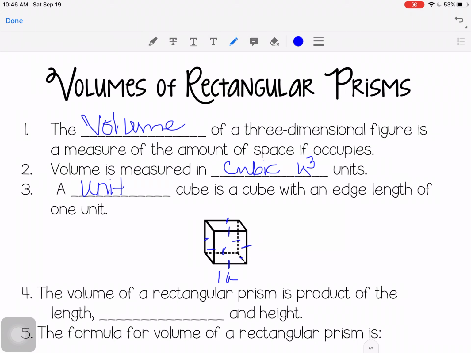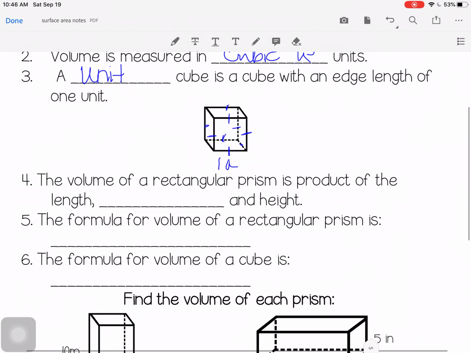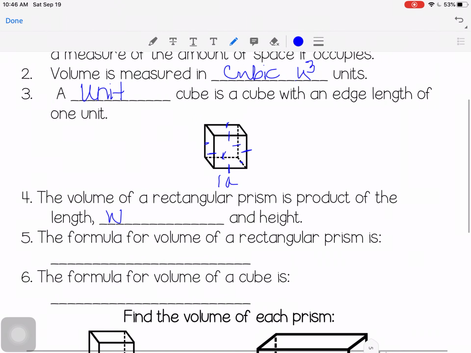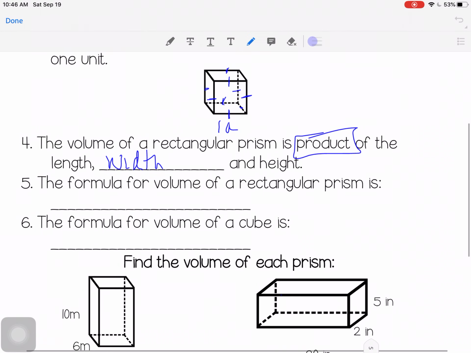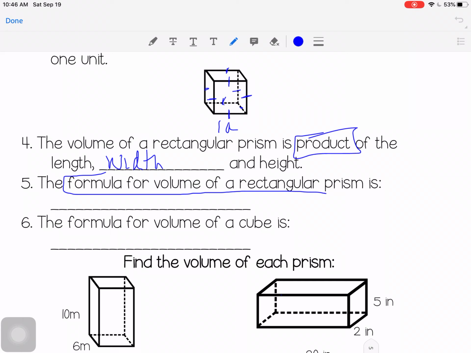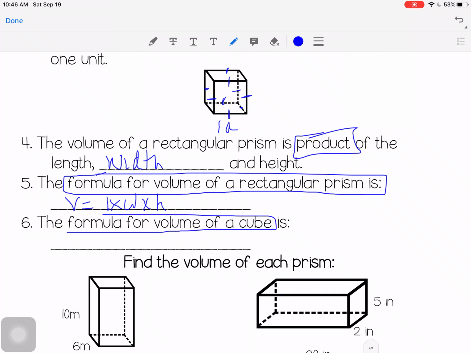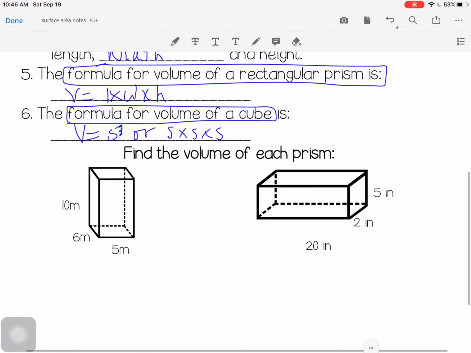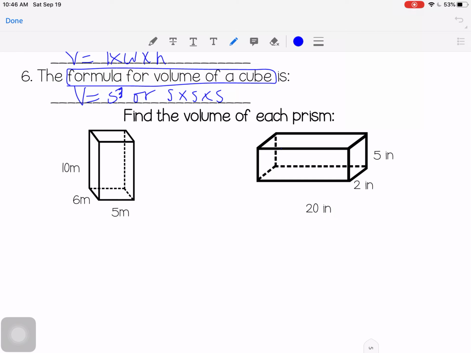Okay. The volume of a rectangular prism is the product of the length, the width, and the height. So product, we know we're going to be multiplying. The formula for the volume of a rectangular prism is volume equals length times the width times the height. And then the formula for the volume of a cube is volume equals side cubed, or side times side times side. So let's find the volume of these rectangular prisms.